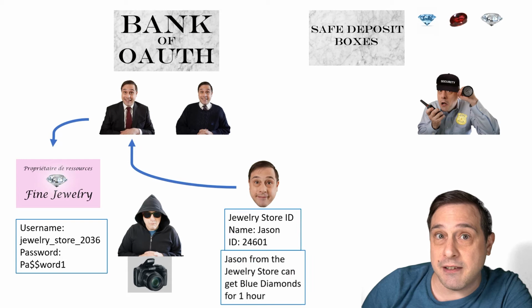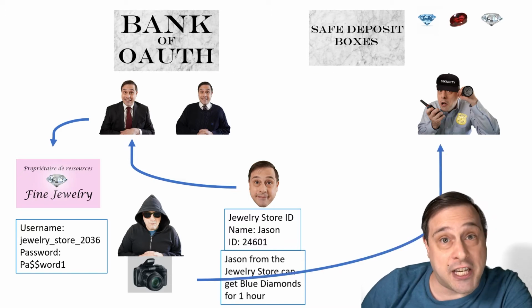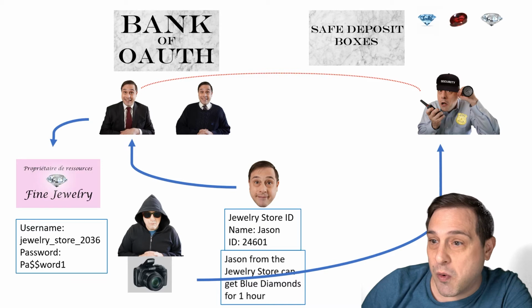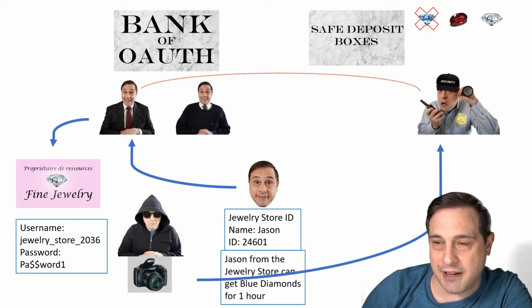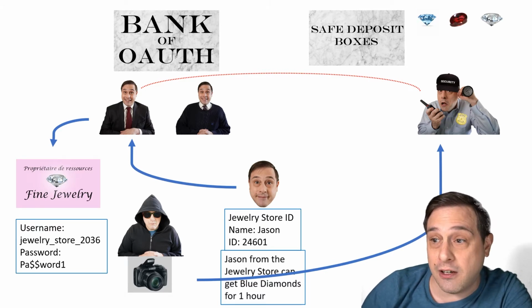The teller prints up a ticket that says Jason from the jewelry store can get blue diamonds for 1 hour, gives it to Jason. But at this point, the hacker takes a picture of the ticket. The hacker then goes to the security guard, shows them the ticket. The security guard validates the ticket, and it is valid. The teller did print it out, and so allows the hacker to get in and steal blue diamonds from the safe deposit box. So what's the actual real-world flaw here?